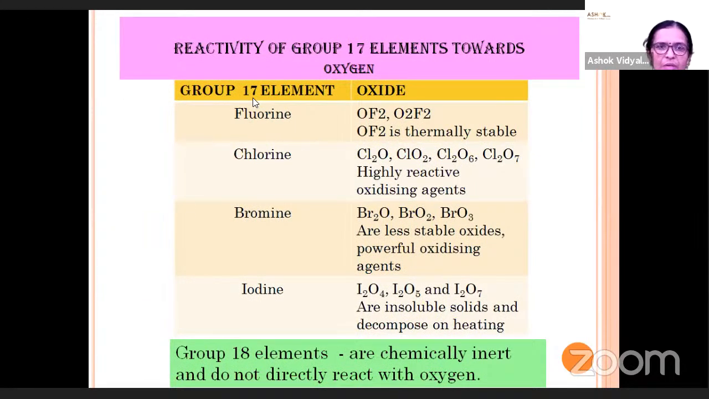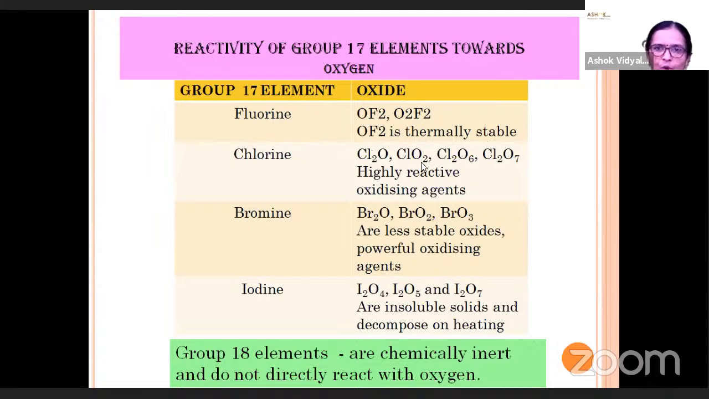Group 17 is nothing but the group of the halogens, that is fluorine, chlorine, bromine, iodine and astatine. These elements also react with oxygen to form different oxides. First oxide of fluorine is OF2. Then it also forms O2F2. Then OF2 is the thermally stable oxide of fluorine.